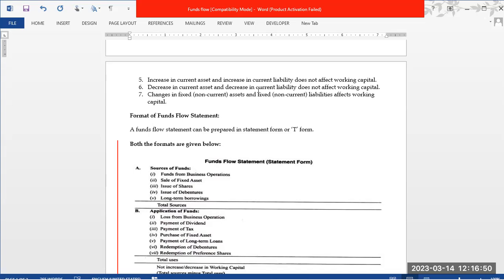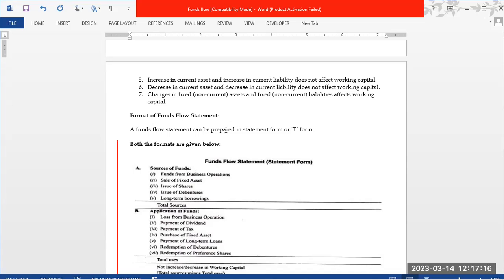Then the last rule in preparing fund flow statement analysis is that changes in fixed or non-current asset and fixed non-current liability affect working capital.